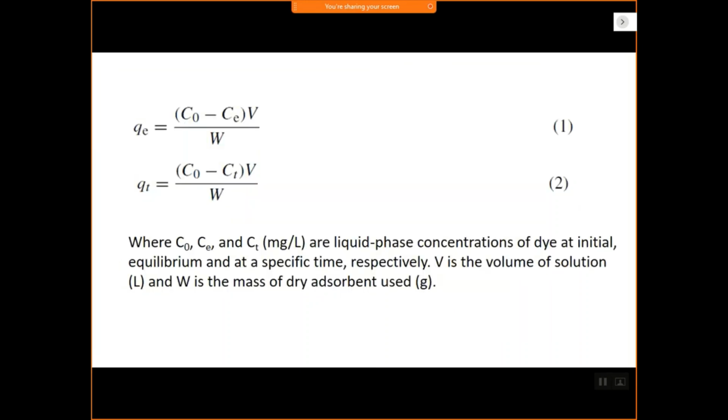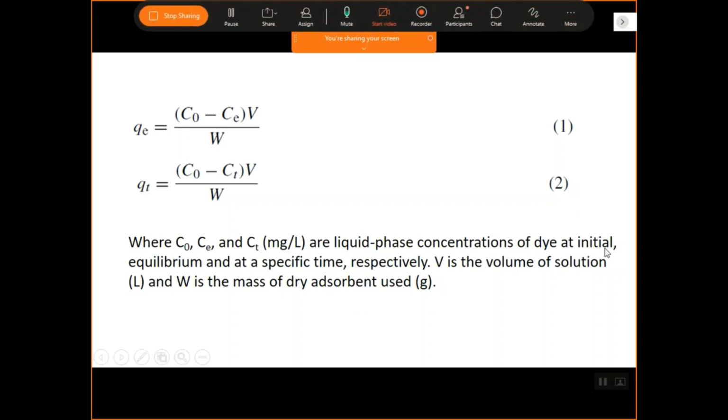So C naught is the initial concentration. So that's the first thing you're putting into your beaker. Equilibrium, in this case, is where they're saying equilibrium is, I think, 60 minutes or something, but ideally 48 hours. If you're doing this to try to publish in a journal article, you want to leave this mixing in your beaker for 48 hours.